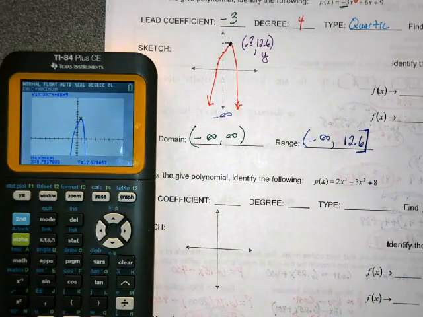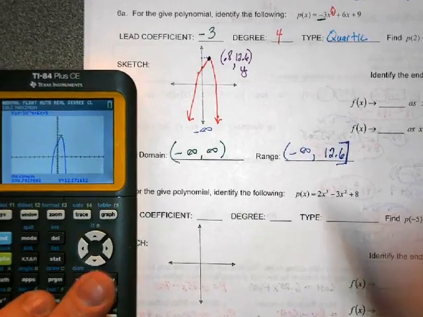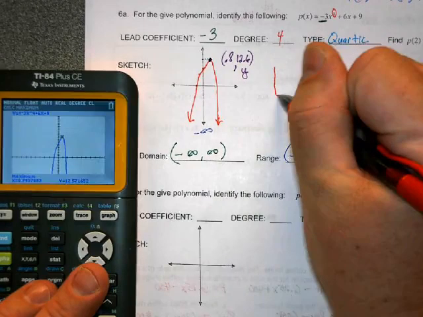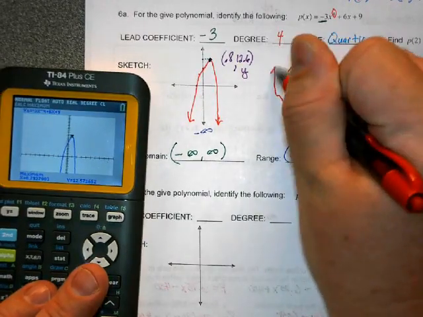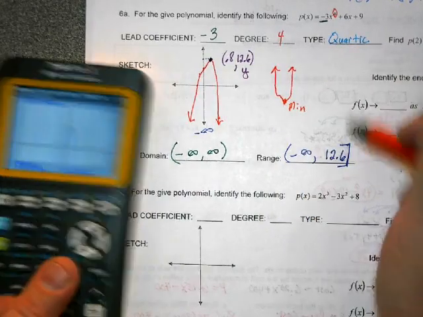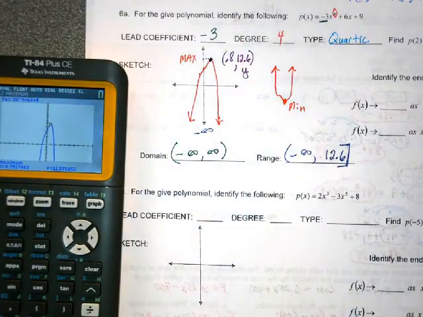I thought you were supposed to do the minimum. Well, if my parabola opened up, then this would be a minimum. This is a max. I thought it was maximum for all. Nope. Depends on which way your parabola opens. I might need to get help on that. Okay.